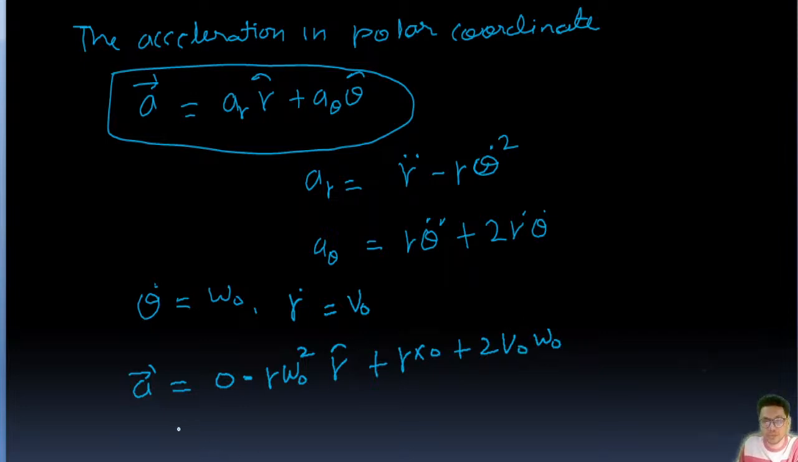So this is going to be, so then value of A is going to be minus r omega naught square r cap, this is 0, right, plus 2 v naught omega naught. Okay, this is the answer.